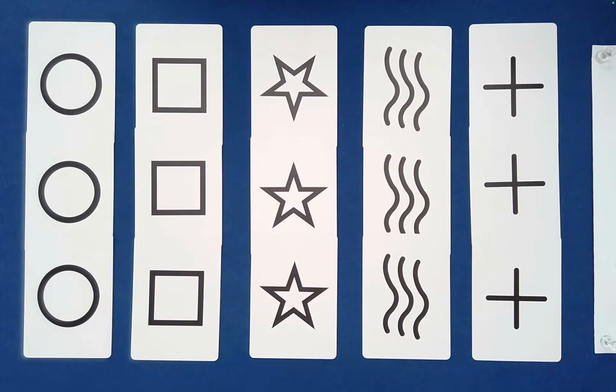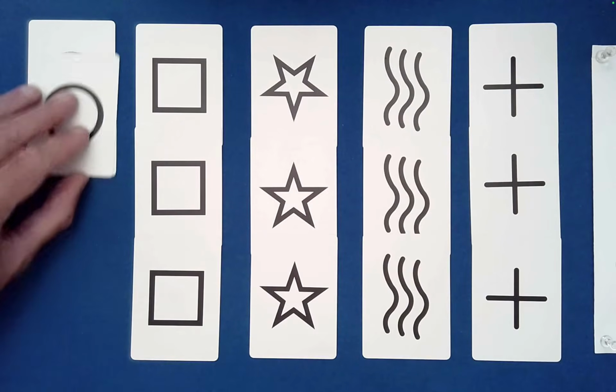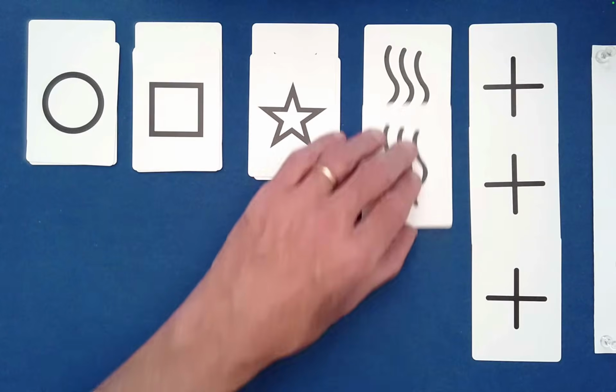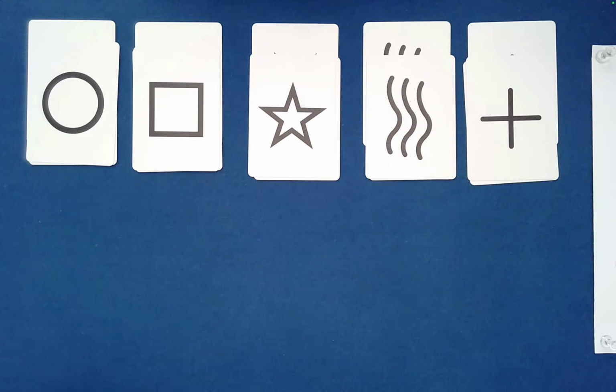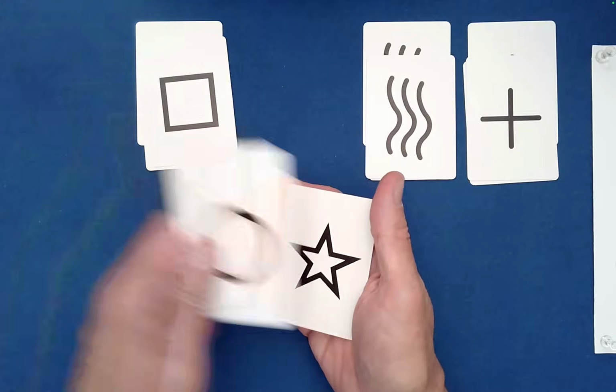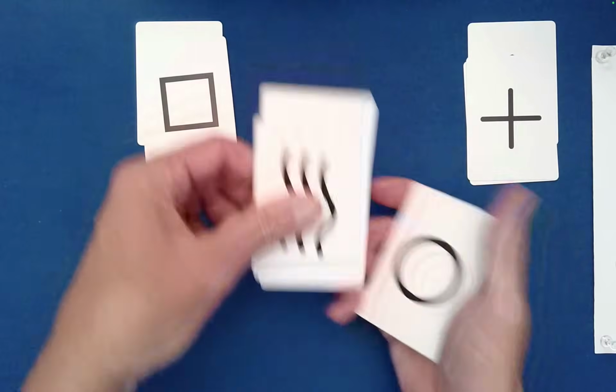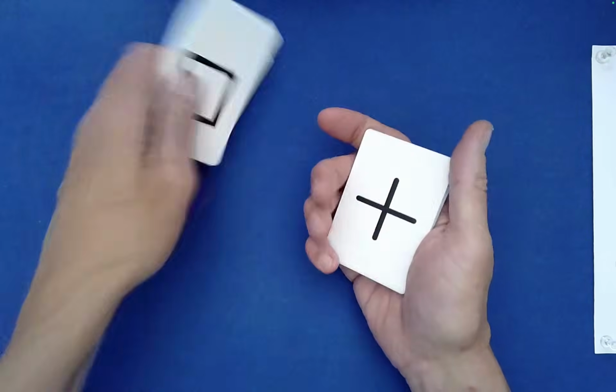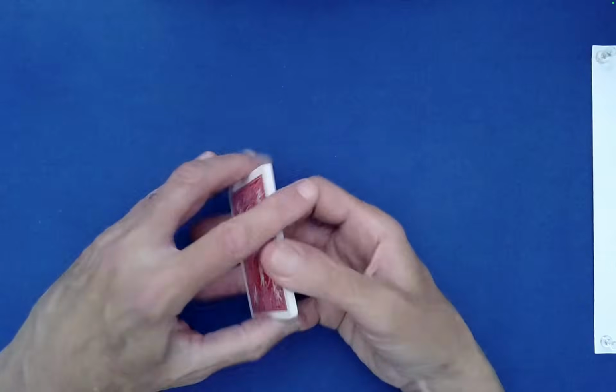Okay, so what I need you to do is tell me how to randomly stack these sets of shapes here, sets of symbols. What do you want first? Star, okay. Circle, we call these wavy lines. The cross or plus sign, and then the square. That's fine. Okay, very good.